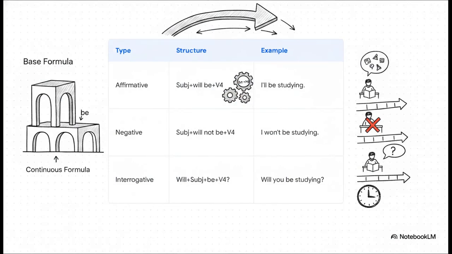This is where our base really starts to grow. Notice how we swap out our standard verb for be plus a V4 verb, your -ing verb. This transforms that simple base layer into an ongoing statement. "I will be studying." The negative simply adds not again, and for questions, will jumps right back to the front. The addition of be and that -ing verb, that's literally the mortar making the action continuous.